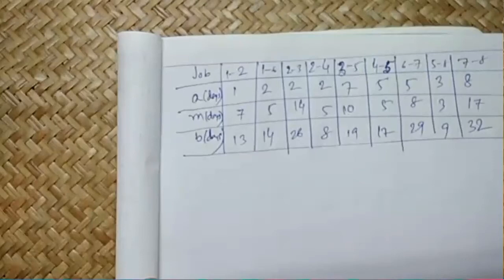Okay, so when we solve this problem, we need to draw a table first. Here we'll write activity, then the expected time, which is t optimistic plus most likely time into 4 plus t pessimistic, by 6, and then for each activity we'll write the variance sigma square, which is tp minus to by 6 whole square. For each activity we will do the same: first 1-2, second 1-6, third 2-3, then 2-4, 3-5, and so on.